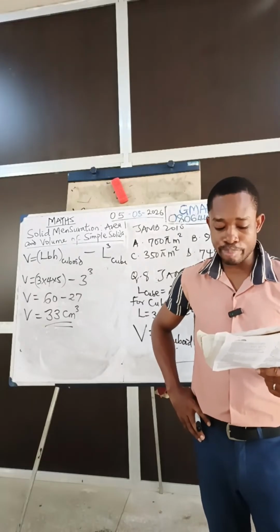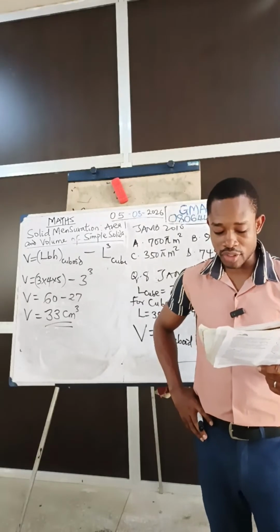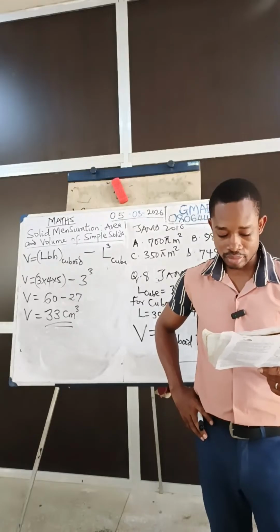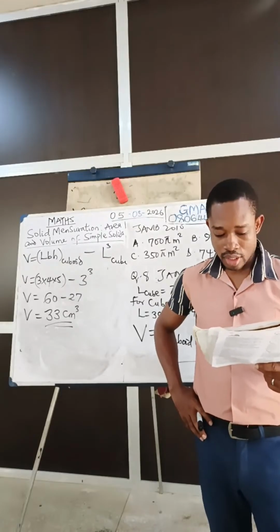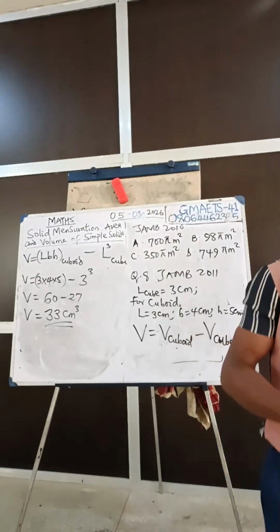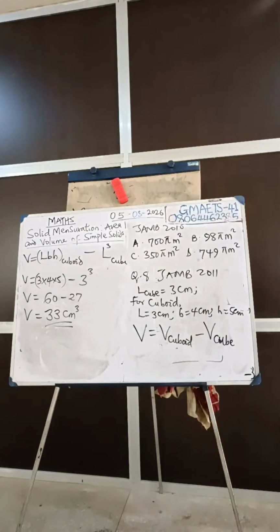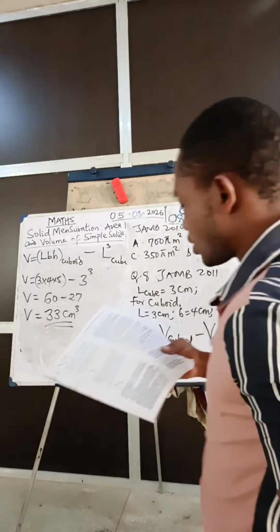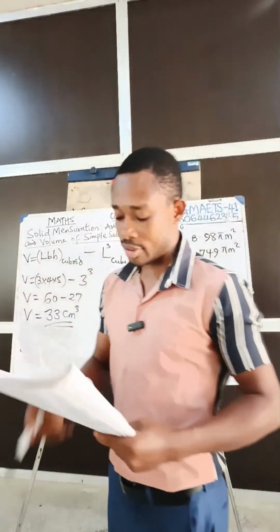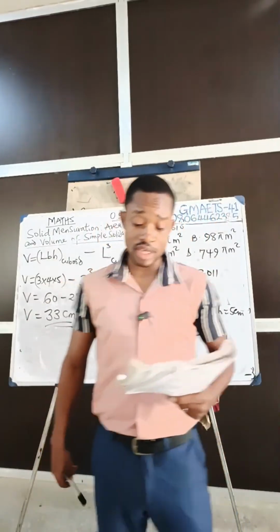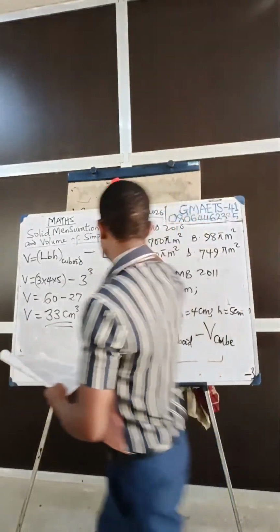The balloon burst when its diameter was 15 centimeters. Calculate correct to the nearest whole number. This question is theory, WAEC 2001.